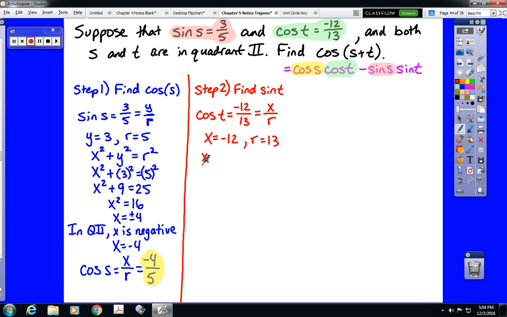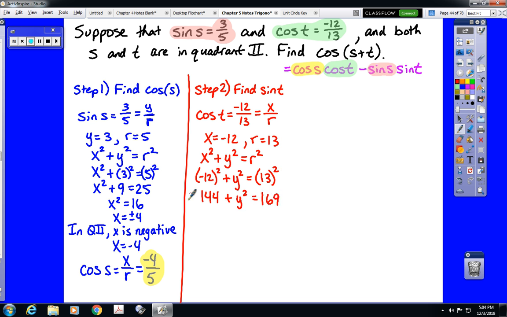Same deal, we're going to plug into x squared plus y squared equals r squared. The only difference being that now we're solving for y instead of x. So we have negative 12 squared plus y squared equals r squared. That would be 144. Oh, it should have been 13 in for r squared. My mistake. Let's fix that real quick. So negative 12 squared plus y squared equals 13 squared because r is 13. So 144 plus y squared equals 169.